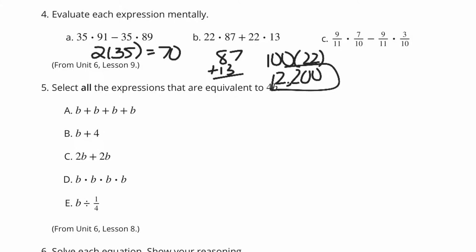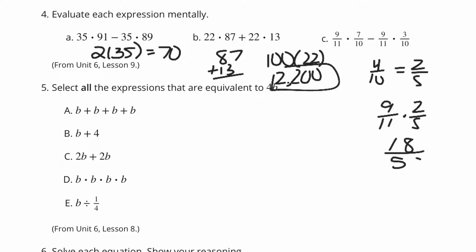Then you have 9 11ths times 7 tenths minus 9 11ths times 3 tenths. Well, if you look at the 7 tenths minus 3 tenths, that leaves you with 4 tenths, which is equivalent to 2 fifths. So you can take 9 11ths times 2 fifths to get 18 over 55, which is the same thing as 36 over 110.